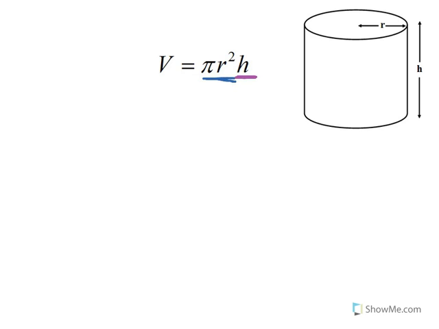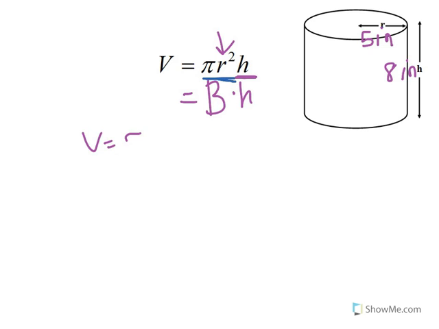times the height. And I put these in two separate colors because if you think back to when we did area of a circle, this is the area of a circle, pi times the radius squared. So another way to look at volume of a cylinder is the area of the base, or capital B, times the height. So let's say that I'm given a radius of 5 inches and a height of 8 inches.